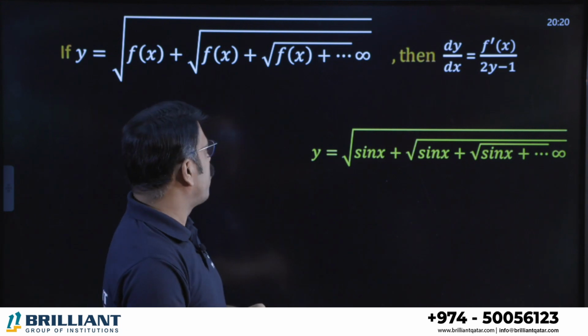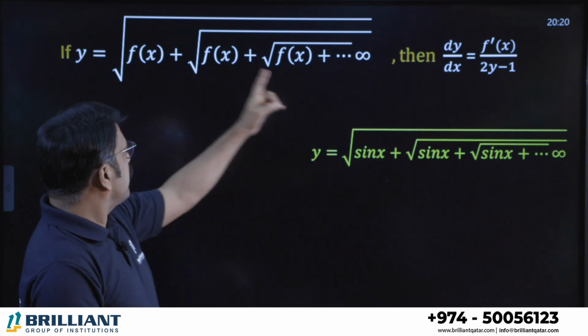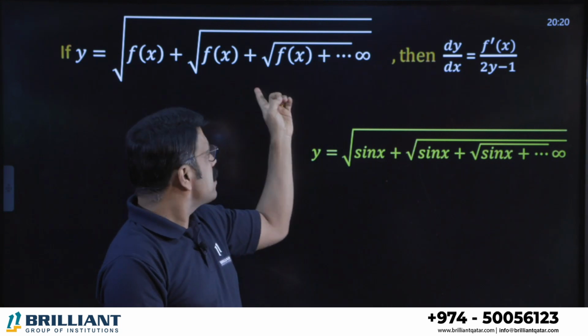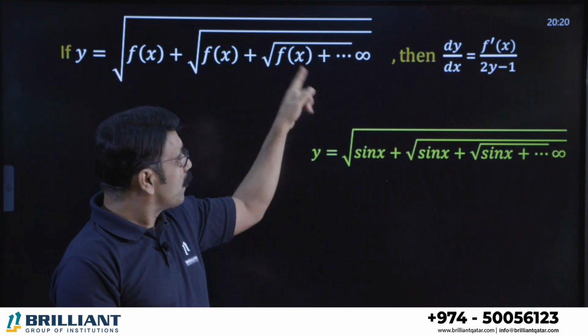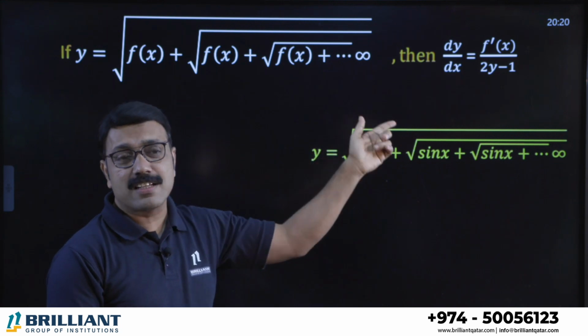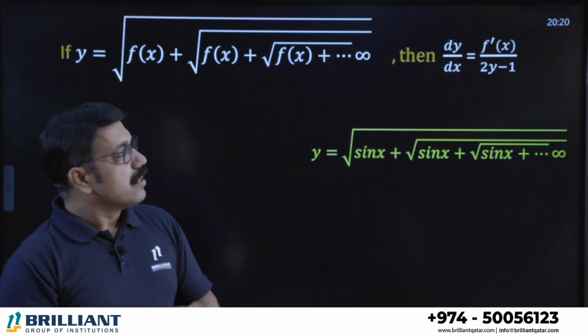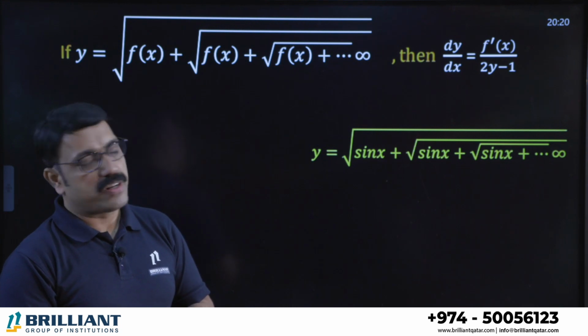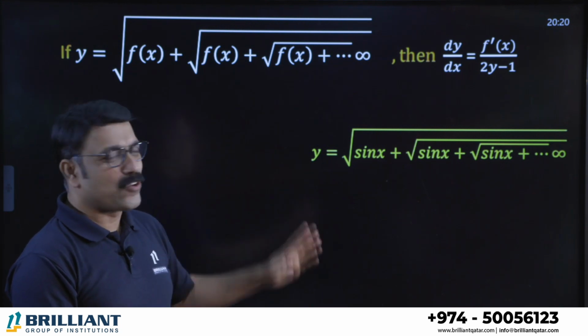Okay, what is the f of x? The shortcut is there. For this type of function, y equals root of f of x plus root of f of x, plus root of f of x again, etc., to infinite terms, then dy by dx equals f dash x divided by 2y minus 1. So please see the answer of this one.